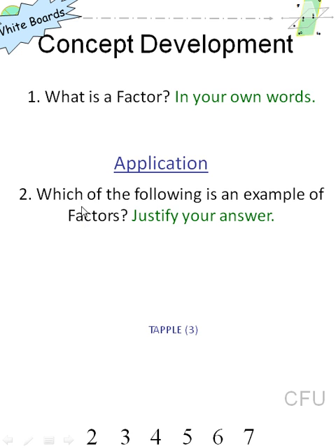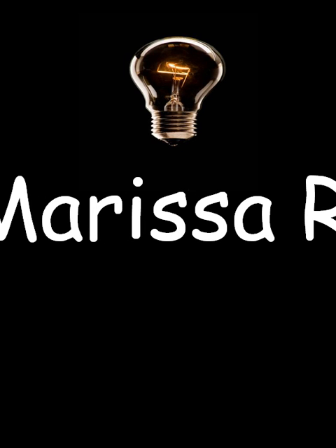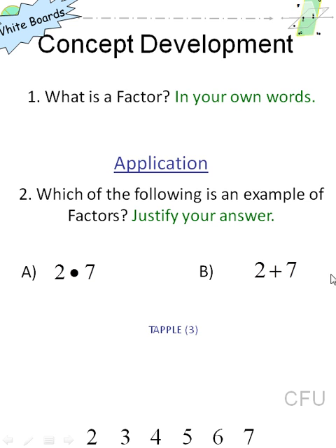Look at number 2. It says, which of the following is an example of a factor? Think about it. We have example A, example B. Okay, everybody got it? Let me get somebody to help me out with this one. How about Marissa? Marissa says A, and that is correct. 2 times 7 is 14, and they're multiplying, so they're factors. Now let's go to the next one.